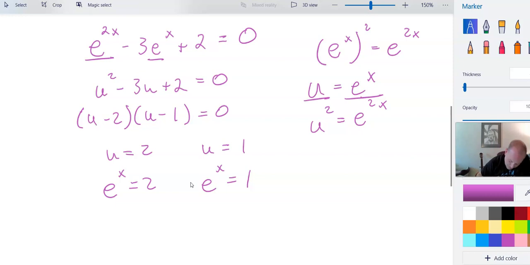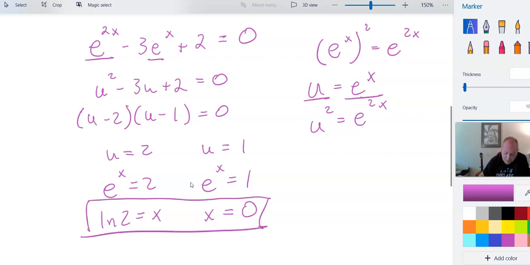Okay, well, if e^x = 2, I can just rewrite this as a natural log. This would be ln 2 = x. That's one solution. Over here, what power of e will give me 1? Well, there's only one. It's 0. x = 0. And so I have two solutions here because the original equation was quadratic. So this is actually our trick.